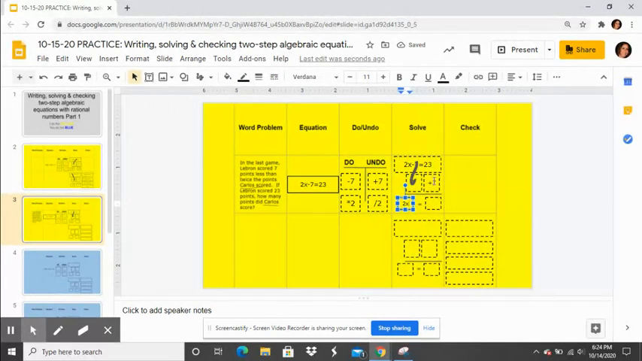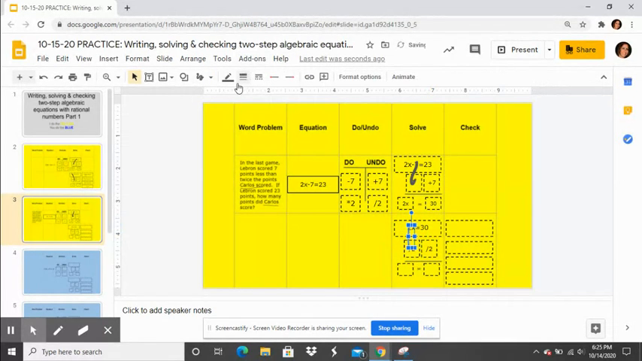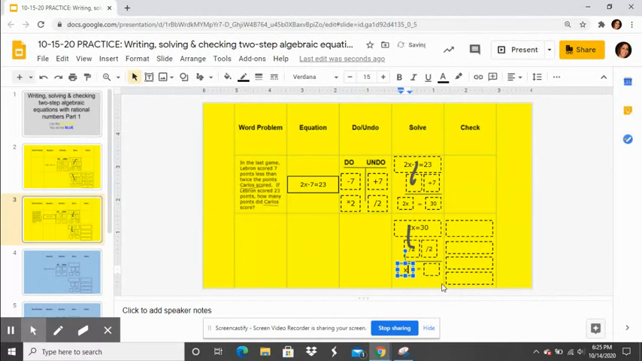Bring that down. Then on the right side, 23 plus 7 is 30. Copy down my new equation, which is 2x equals 30. 2 is being multiplied with x, so to undo that, you divide by 2 on both sides. All right, so then here, the 2's cancel each other out. On the left side, you are left with just the x, and 30 divided by 2 comes out to be 15.